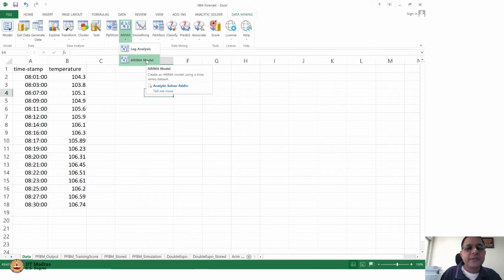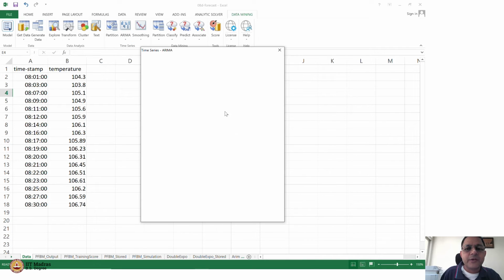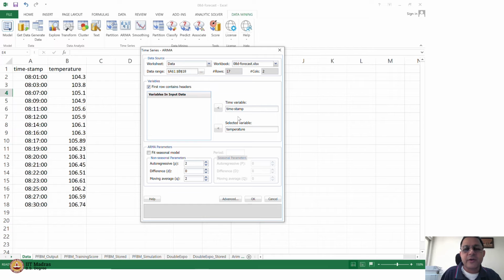Once again, all you have to do is select this dialog box and fill up the values here. They are actually already done because I just now finished running the ARIMA model on the data. So here are the values, P, D, Q. Here I have said select two values for the autoregressive part, two values for the moving average part, and 0 for the differencing part.